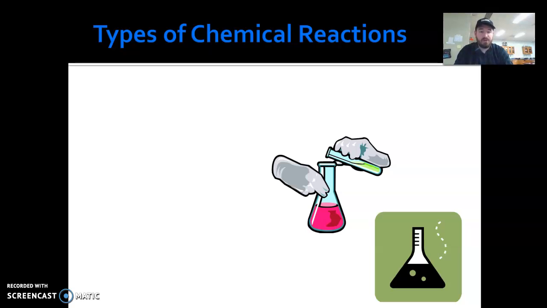Alright, but without further ado, make sure you have your green sheet out and open. You want it to open to page 10, reaction types and chemical reactions. So click that continue button once you are ready.